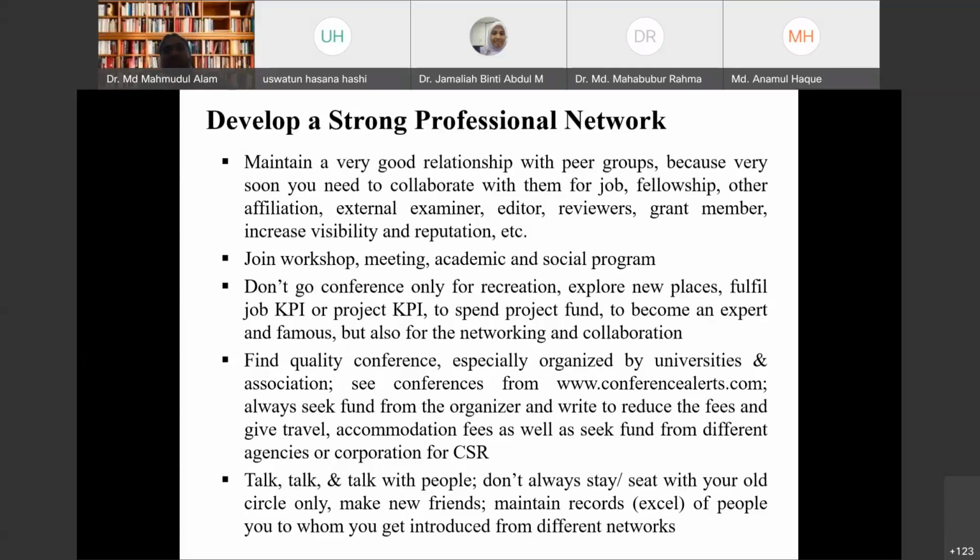Reputation. Your reputation is your visibility. Your Google Scholar, ResearchGate, your repository. If anybody searches on Google, they need to find you. So this is also your resource. Many people contact us based on our findings. They find me online. So people send lots of emails and messages on Academia and ResearchGate, and they find us for collaboration based on reputation and visibility. So this is also your resource. Utilize it, and then join workshops, join meetings and academic and social programs, different forums, engage with them.